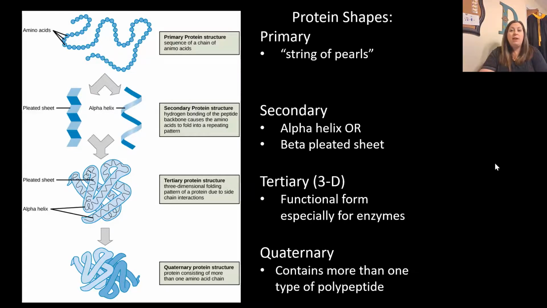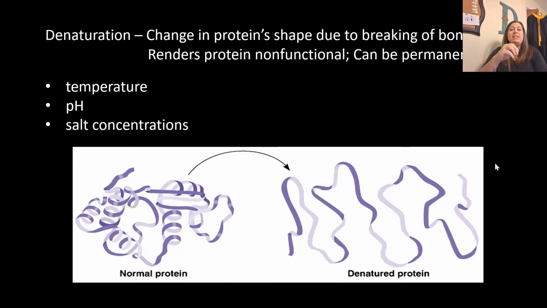And when a protein unfolds, we say that the protein has been denatured. Denaturation is a change in a protein shape due to the breaking of bonds. This causes the protein to no longer work. It's non-functional. And if it's damaged enough, it could be permanent. We cannot make it go back to its normal folding.